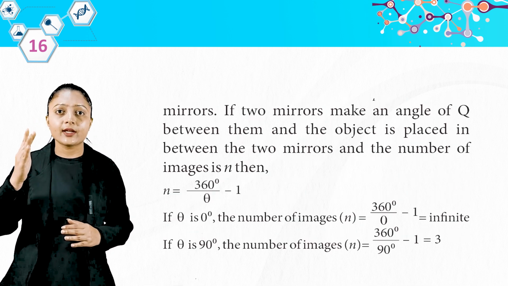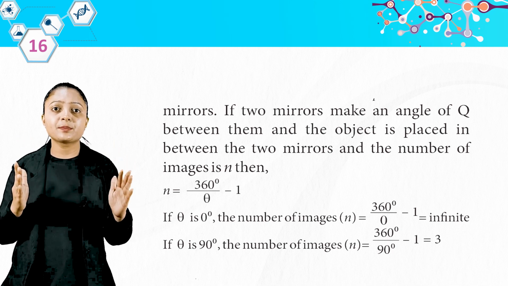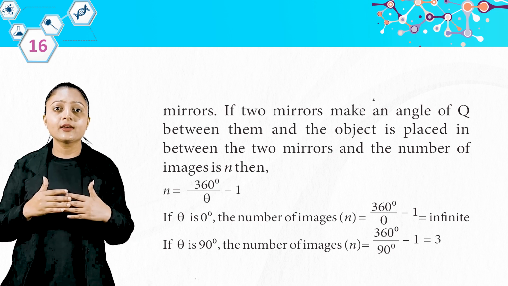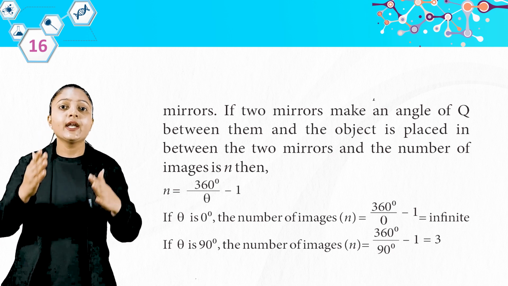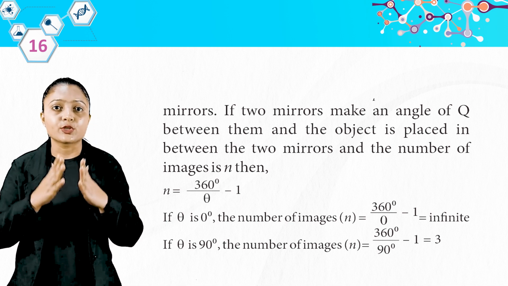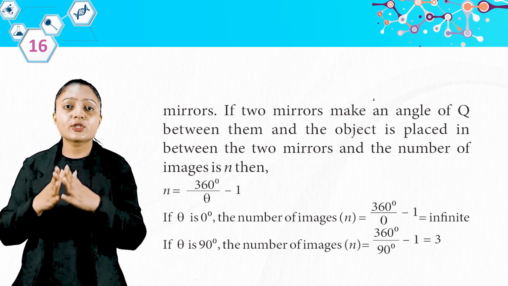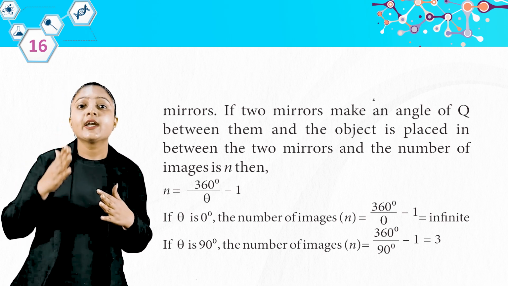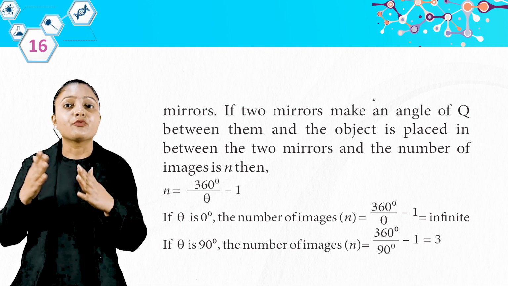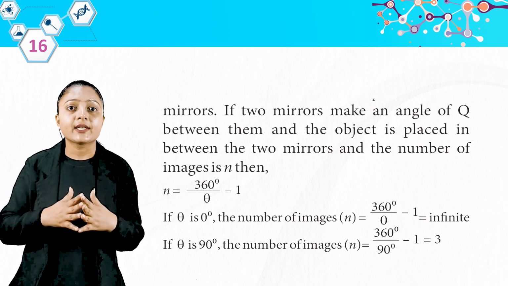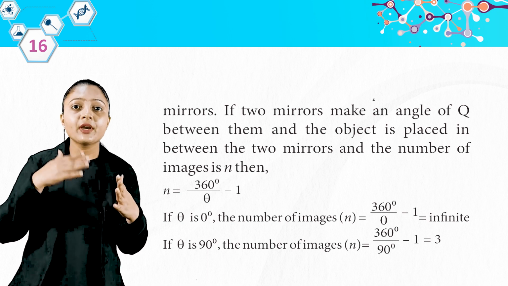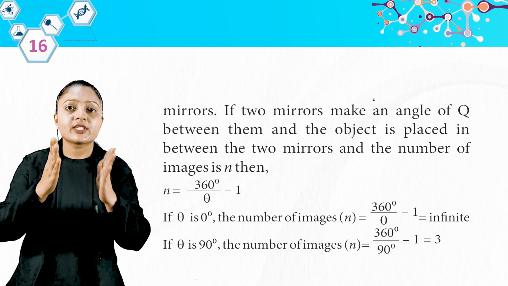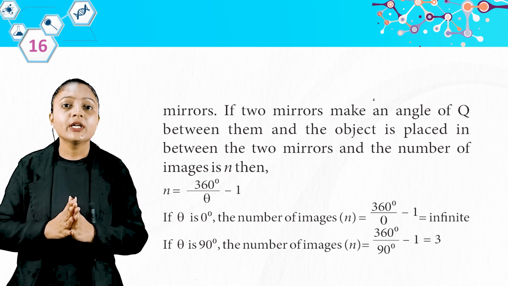If mirrors make an angle θ between them and the object is placed in between the two mirrors and the number of images is n, then n = 360°/θ − 1. If θ is equal to 0 degree, the number of images n = 360°/θ − 1, which is infinite. If θ is 90 degrees, the number of images n = 360°/90° − 1, which is equal to 3.